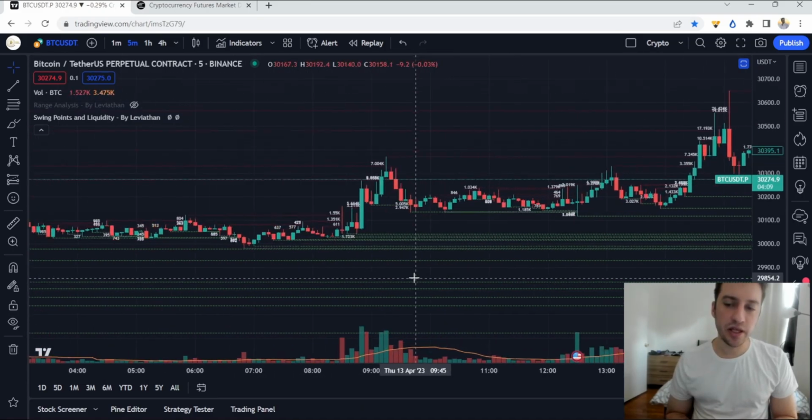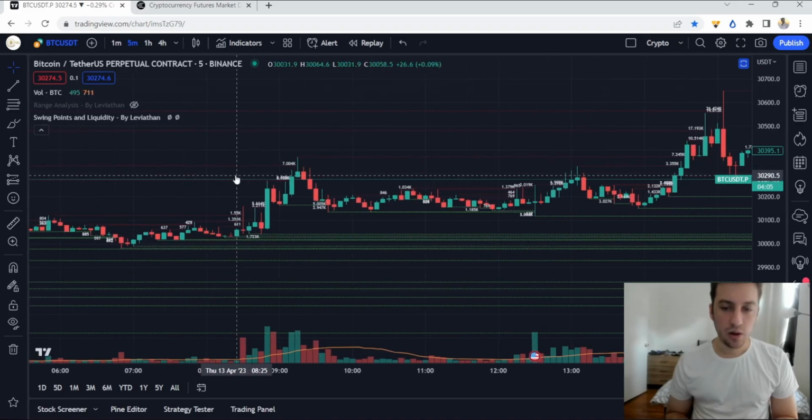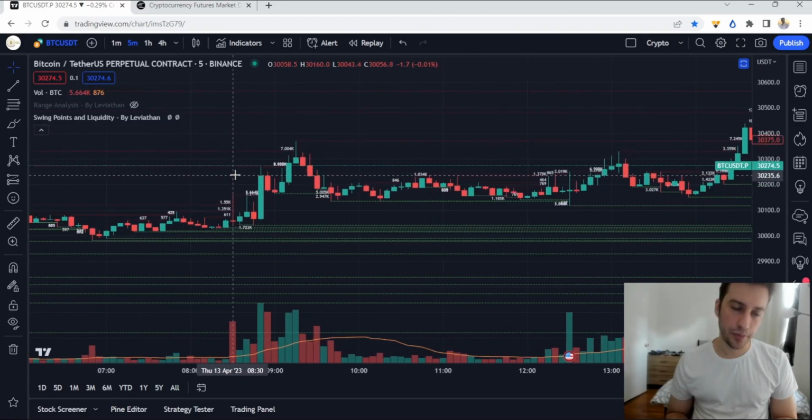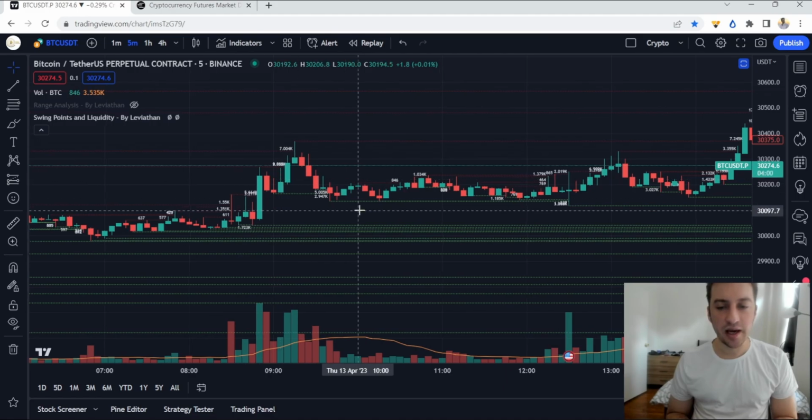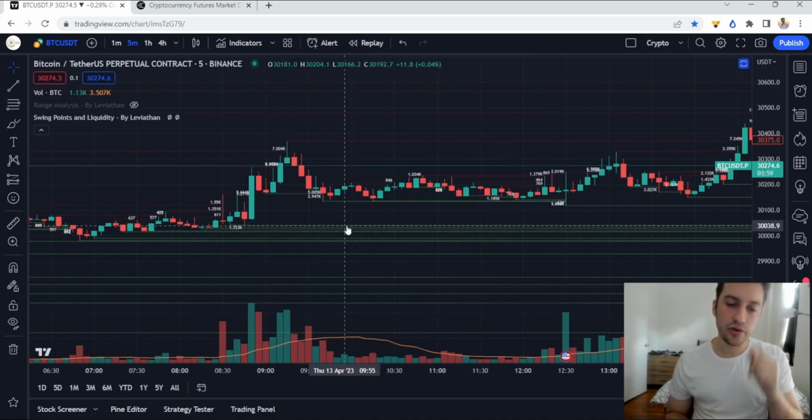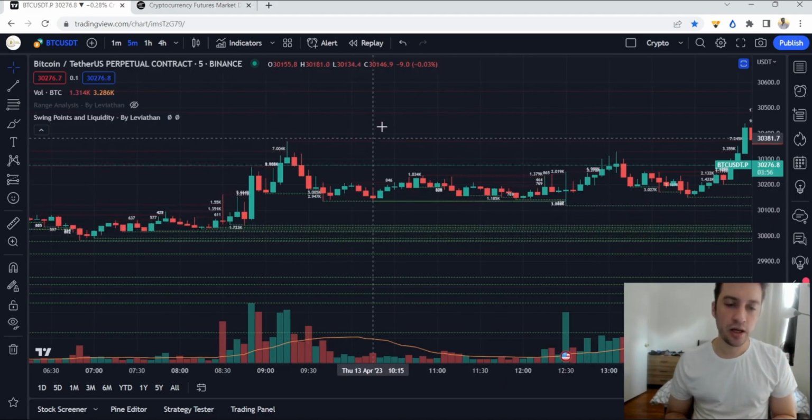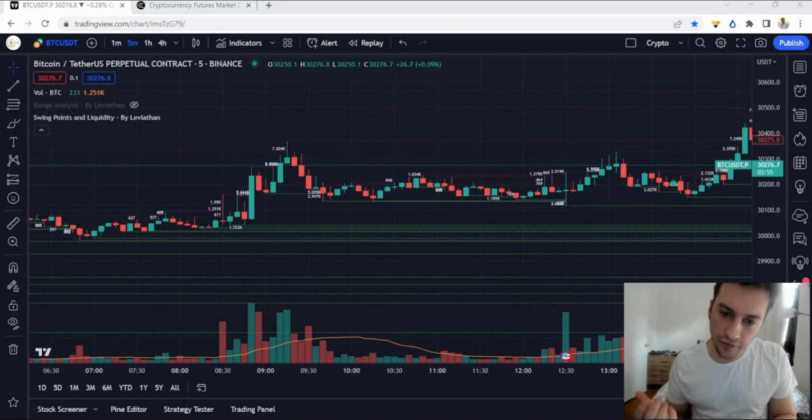Okay, so this indicator right here is called Swing Points and Liquidity by Leviathan. What this is showing is very, very simple. It's basically categorizing lows and highs. Lows are in green right here. Highs are in red. It might be a little bit faint, but you're going to have to really strain your eyes to try to see the red right there.